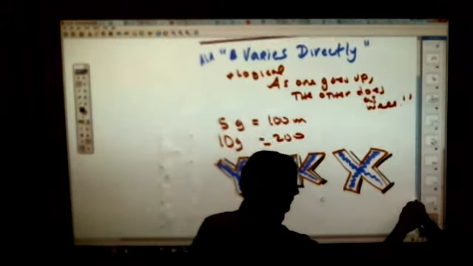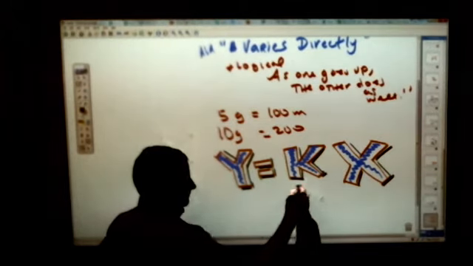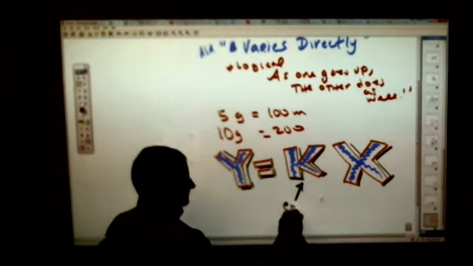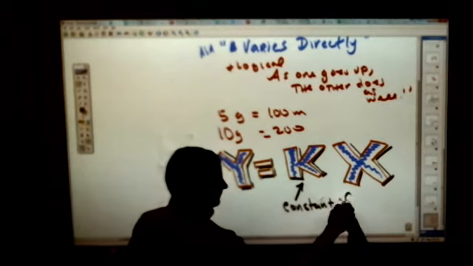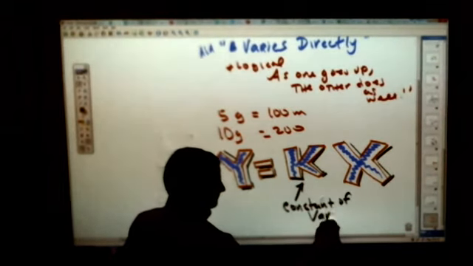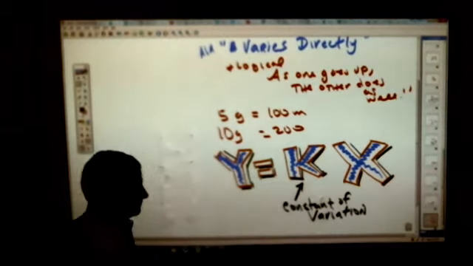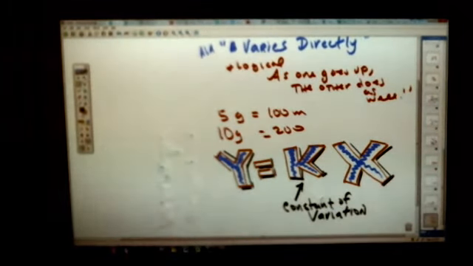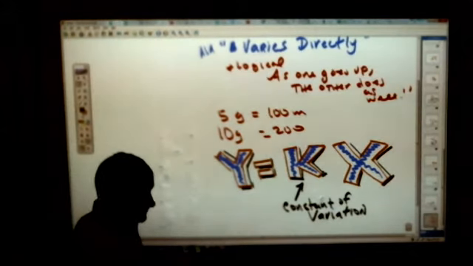Oh, I have to label this first. This letter K is called the constant of variation. The constant of variation. Which, Zachary, if you're paying attention here, is this.